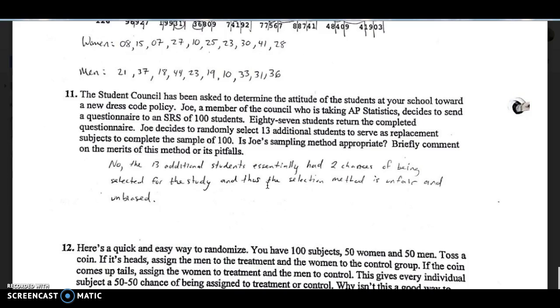So basically here what I said is that the 13 additional students essentially had 2 chances of being selected for the study because they could have been picked out of the first SRS of 100, and then they also could have been picked again. So they had twice as much chance of being picked, which means the method is not fair and it's biased.